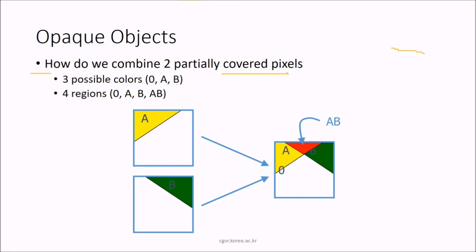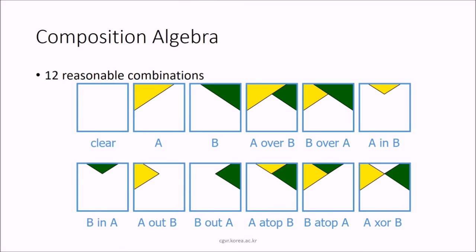We can use 3 possible colors: 0, A, B, or 4 regions: 0, A, B, AB. This is A, this is AB, this is B, this is 0. This is the opaque objects. We can also perform the composition algebra on this.